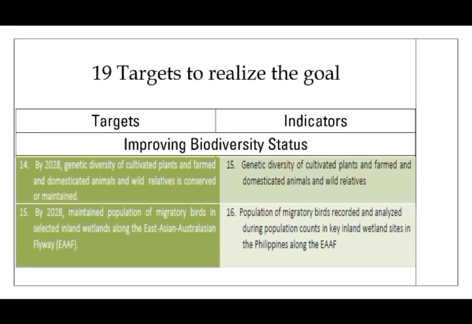By 2028, maintained population of migratory birds in selected inland wetlands along the East Asian Australasian Flyway (EAAF). Population of migratory birds recorded and analyzed during population counts in key inland wetland sites in the Philippines along the EAAF.